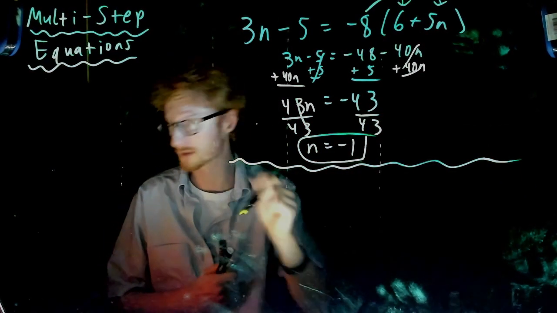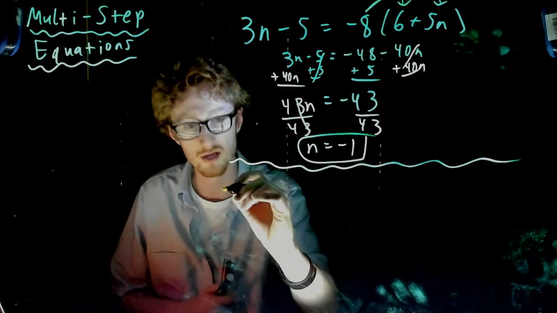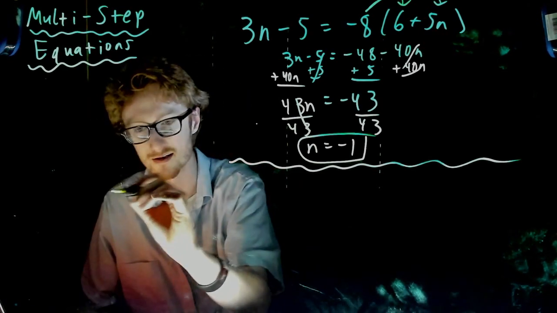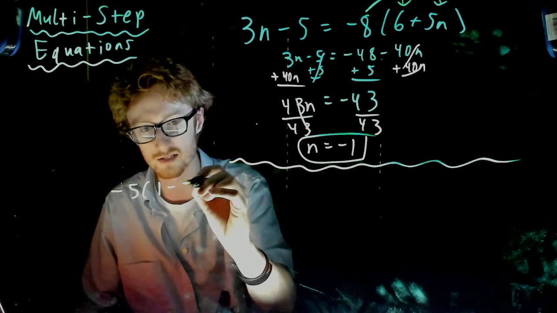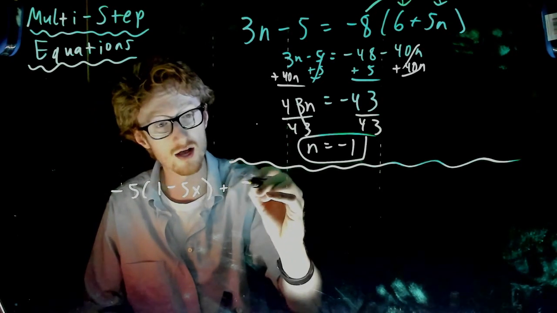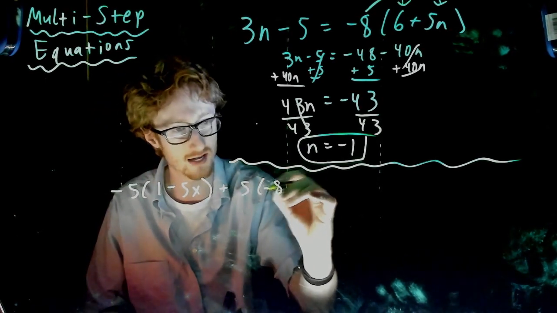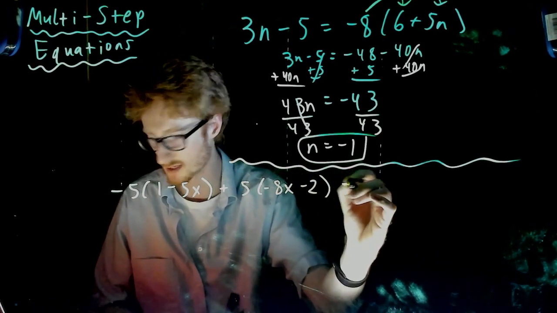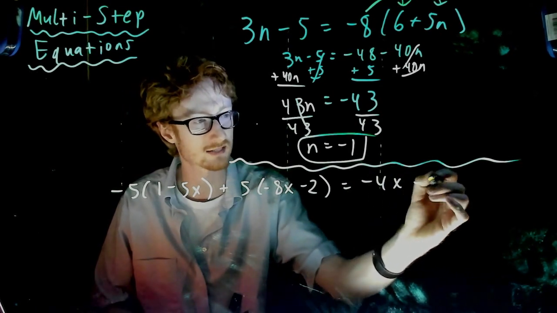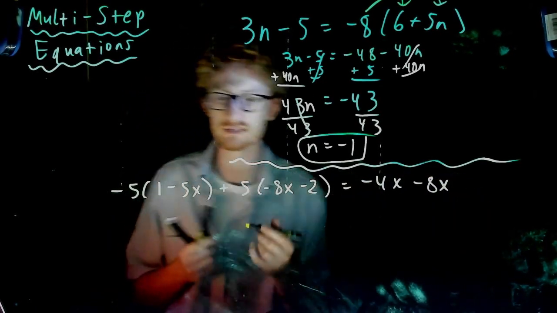This one's going to be a big one. Ready for a big one? I think y'all are ready for a big one. I'm going to write this all the way over here. Negative 5 in parentheses 1 minus 5x plus 5 in parentheses negative 8x minus 2 equals negative 4x minus 8x. Big one, but the big deal is let's just combine like terms.